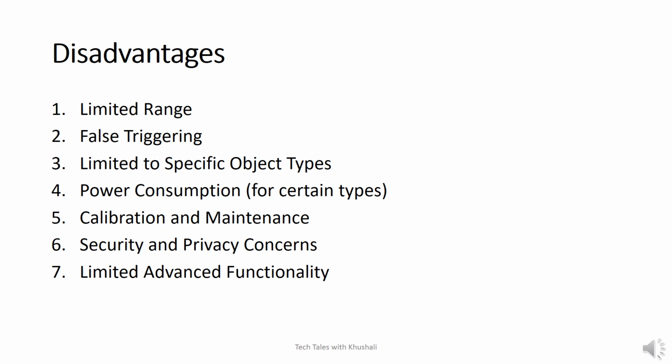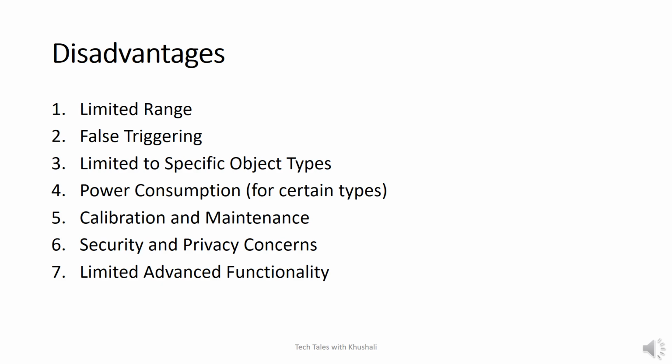And the fourth disadvantage is power consumption for certain types. Most of these sensors are low power, but certain advanced models such as ultrasonic or radar based sensors may consume more power. This can be a disadvantage for IoT devices that rely on battery power or need to function for extended periods. In large scale IoT systems, continuously sending data to a central system could contribute to network congestion and increased power consumption, especially in wireless IoT applications.